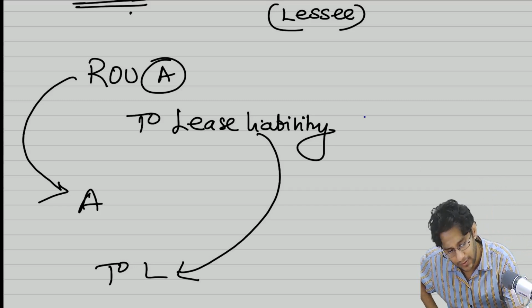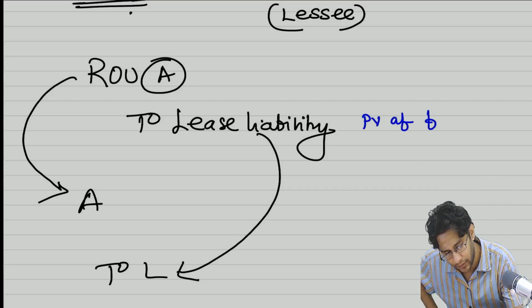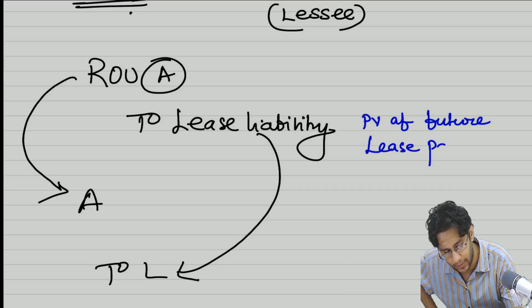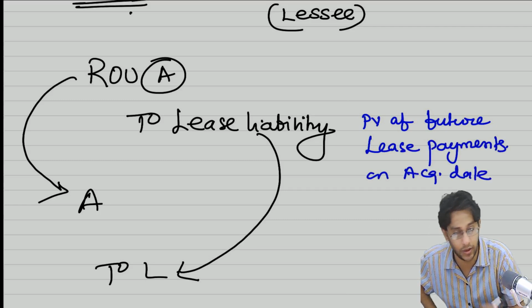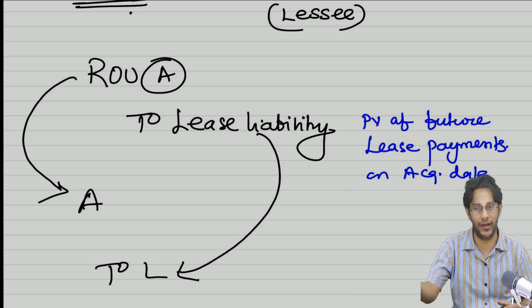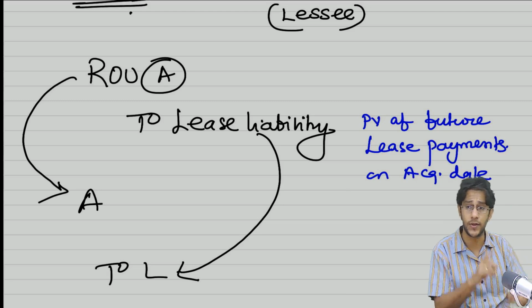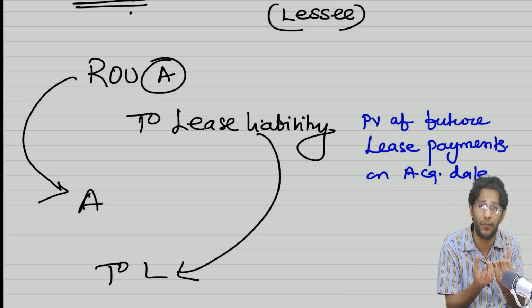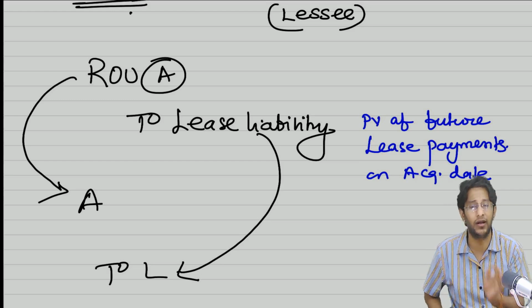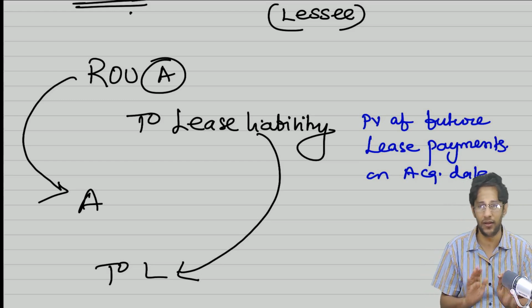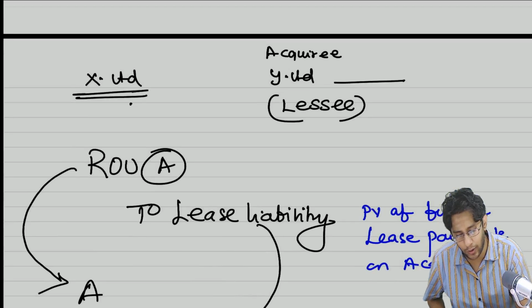At what amount? At the present value of future lease payments on acquisition. So if you are standing on the acquisition date, from today, what is the remaining lease term? Whatever the lease payments in accordance with the definition of Ind AS 116, discount everything to today. Whatever number you get, that is the lease liability, and the ROU asset is the same number. That's it. This is when the acquiree is a lessee.